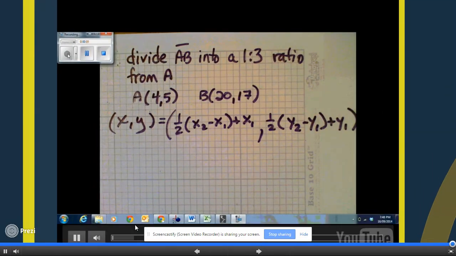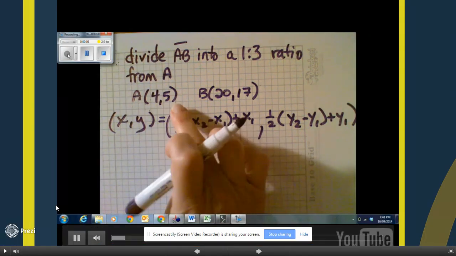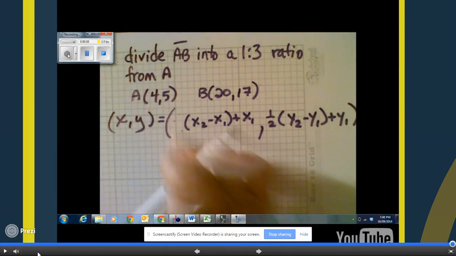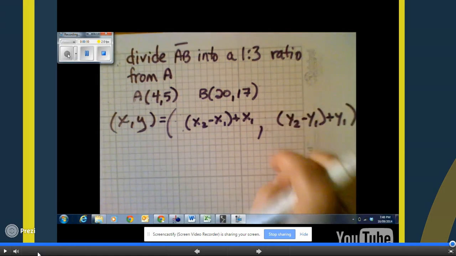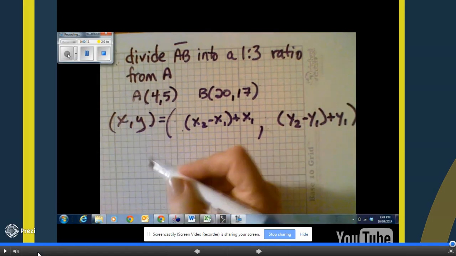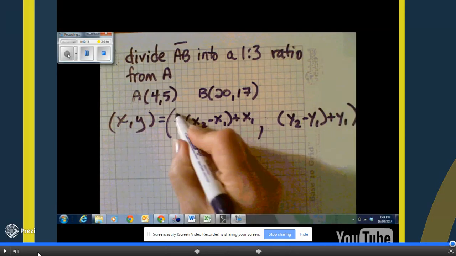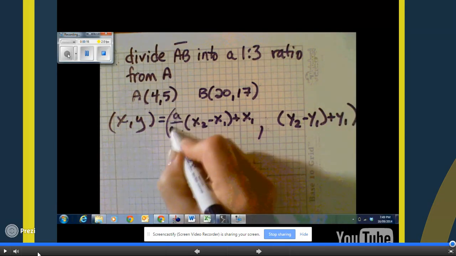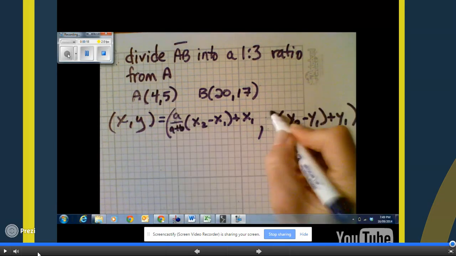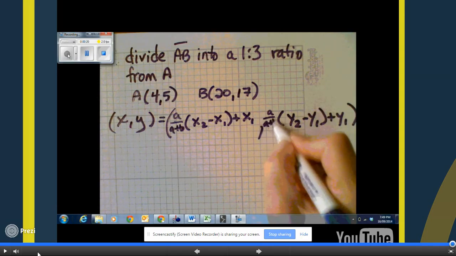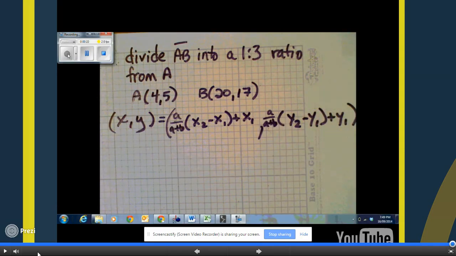Okay, so now we'll do it just with the formula. I copied the midpoint formula, but what we really need is a different fraction here. This is where we had the 1/4 before. The formula has a over a plus b. So that's the full formula now. Now let's apply it to this particular ratio.